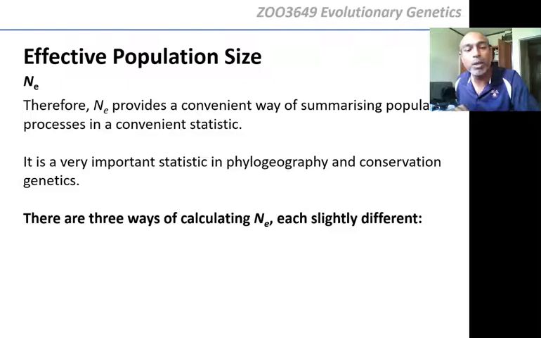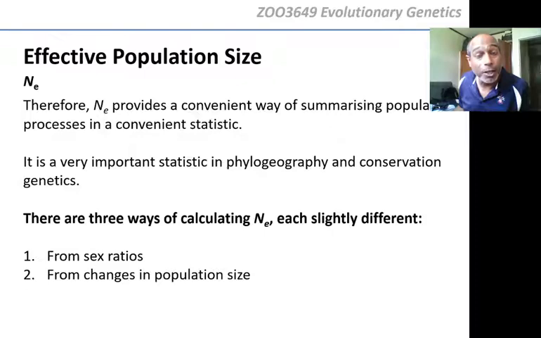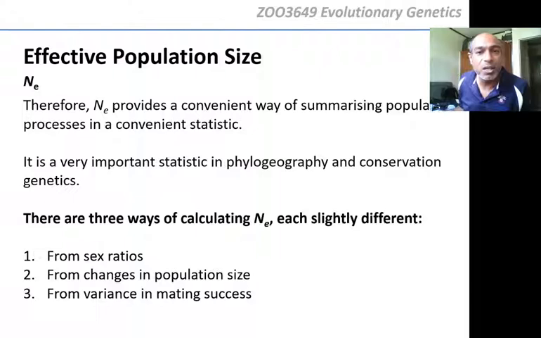There are these three ways that I've given you here of calculating NE, and they're each slightly different. You can calculate them from sex ratios, so how many males and how many females, from how populations have changed with time, and from variance in mating success to determine how many breeders. Because remember, at the end of the day, NE is basically your breeding stock. How many breeders do you have in that population?